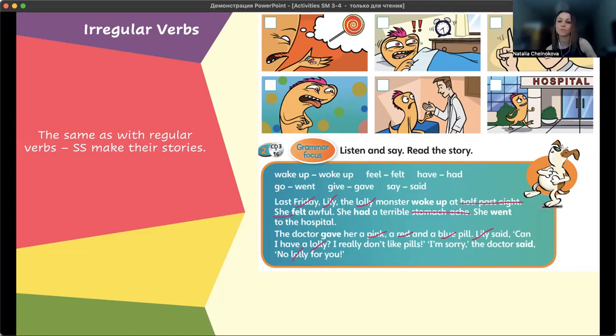And then we voted for the best story. So that was a beautiful start of the lesson. If you like this, you can use it next time. Yeah, thank you, Natasha. Yes, we need to engage the students who are not ready.